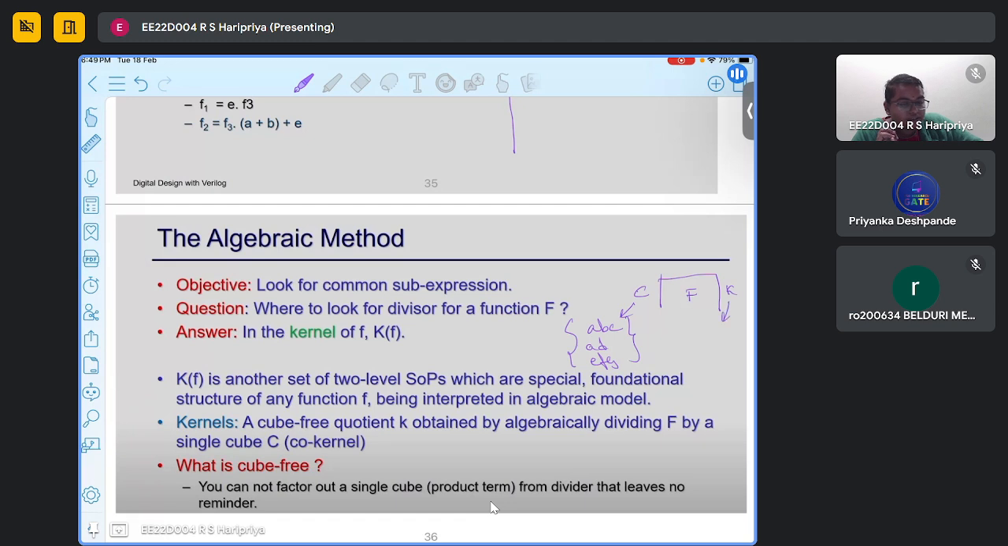And what is a kernel? There is no common term, so it is a kernel. Similarly, so these are the examples of a kernel. So here we observe there are no common terms.